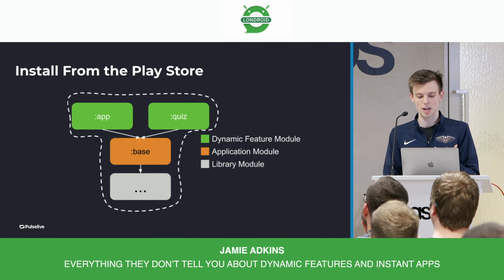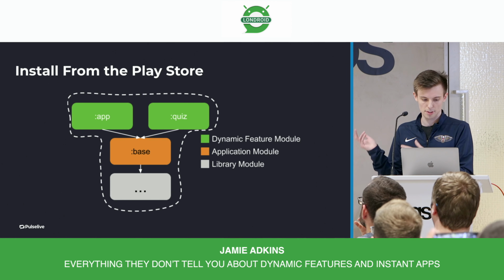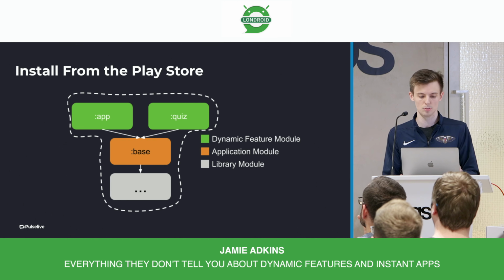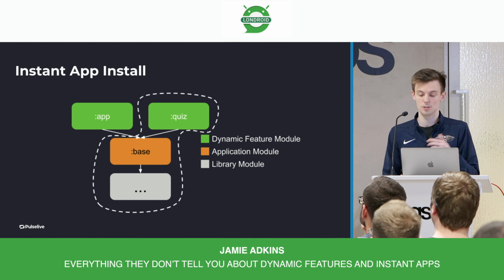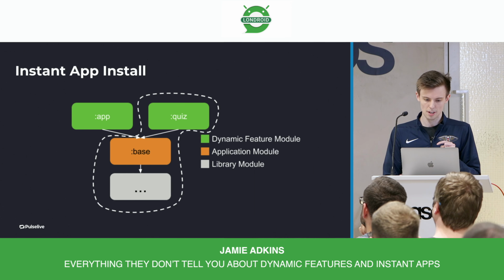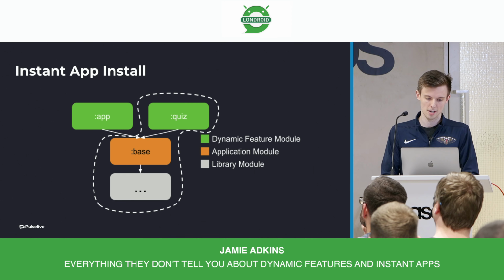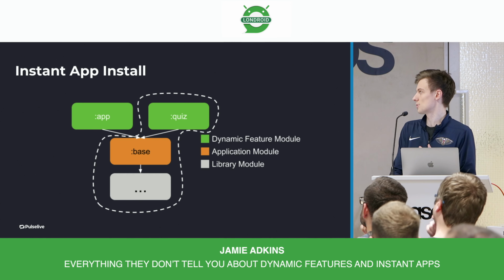So when the user installs the app from the Play Store, it's no different to how it was before. They get everything. They get app, they get quiz, and they get the base application module. When they install the instant app, they cut out the app entirely. We just get quiz and base. This turned it from impossible to make an instant app to possible but very, very difficult. We still have to get below 4 meg, and that's still surprisingly difficult.